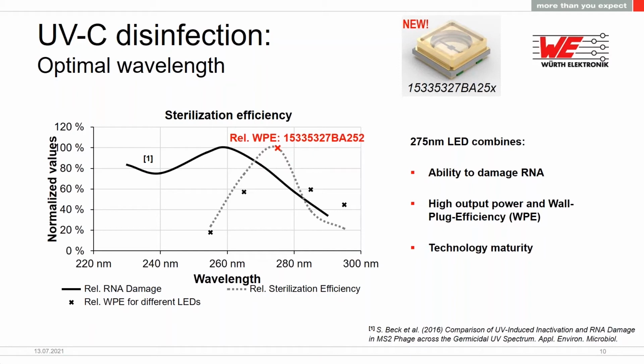And this is because the 275 nanometer LED combines the ability to damage the RNA, but it also has a high output power and wall plug efficiency. And this is because the technology of this wavelength is more mature than other wavelengths.